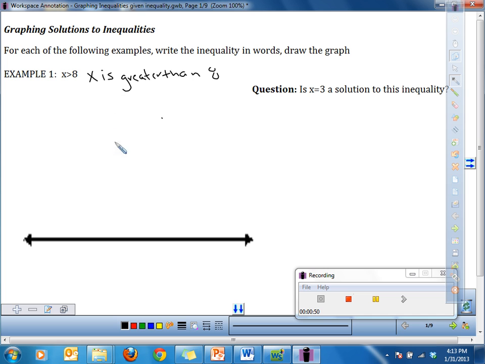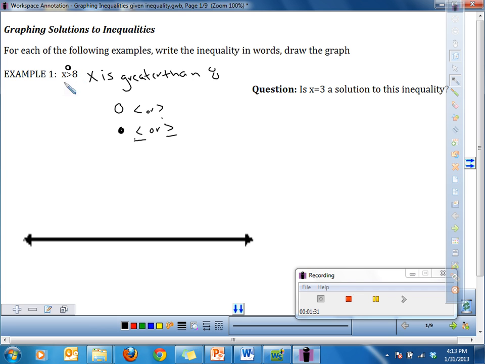The next thing we need to do before we graph it is figure out whether we need to use an open dot or a closed dot. Remember, an open dot we use for the less than or the greater than symbol. A closed dot we use for the less than or equal to, or the greater than or equal to. I notice that this is just a greater than sign. It does not have the equal to underneath. So I'm going to use an open dot. What I like to do is draw an open dot right above it, because then when I bring it down here, I'll remember to use an open dot.